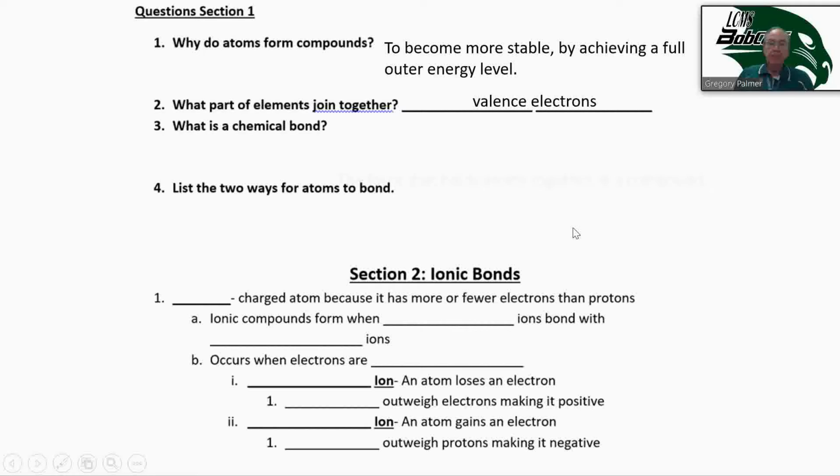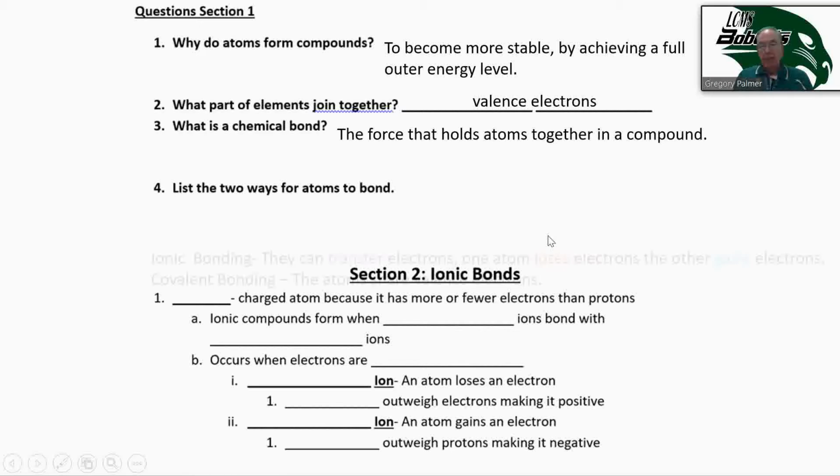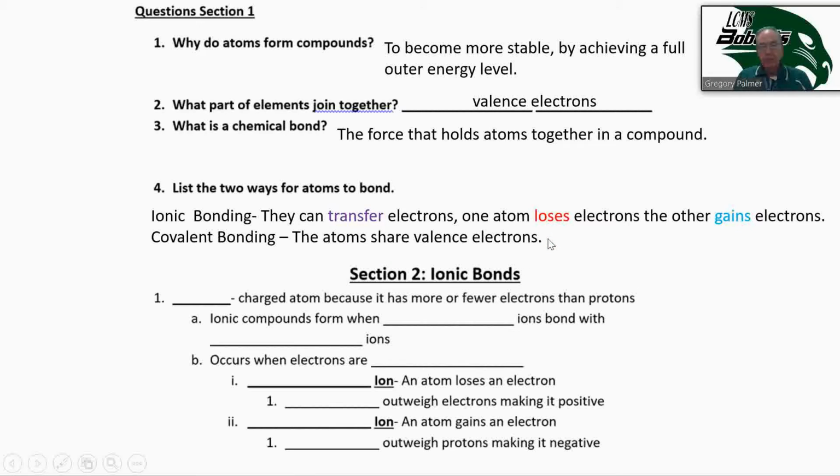A chemical bond is the force that holds atoms together in a compound. And the two ways we said they could do this, they could either do it by transferring, which is an ionic bond. You transfer electrons, one atom loses electrons, the other one gains, so that's the transferring. Like if you transfer money to a friend, you lose the money and the friend gains the money. In covalent bonding, the prefix co means to share, and the atoms are sharing valence electrons.